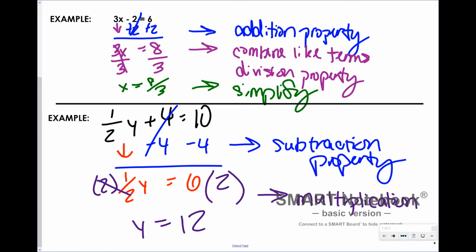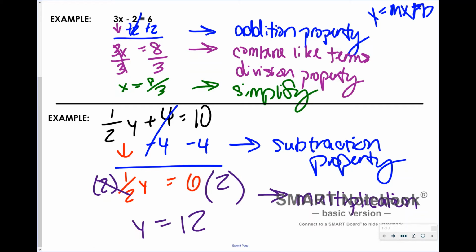Okay, so our next example is 1/2 y plus 4 equals 10. And in these two examples, you guys, this is in the formula of y equals mx plus b. Am I right? Yes, I'm right. So what did I do down here, you guys are wondering. Well, you have 1/2 y plus 4 equals 10.